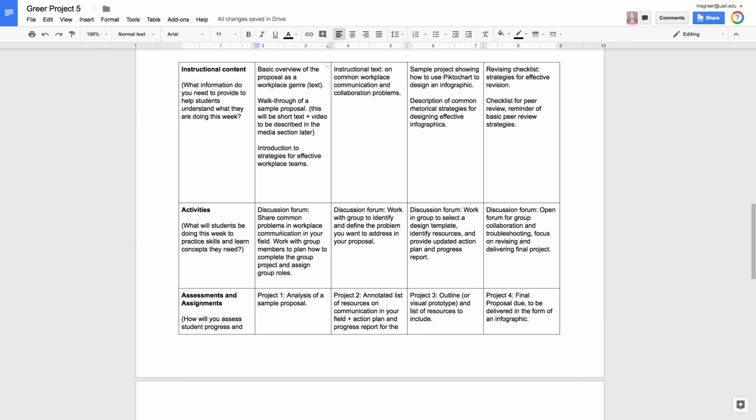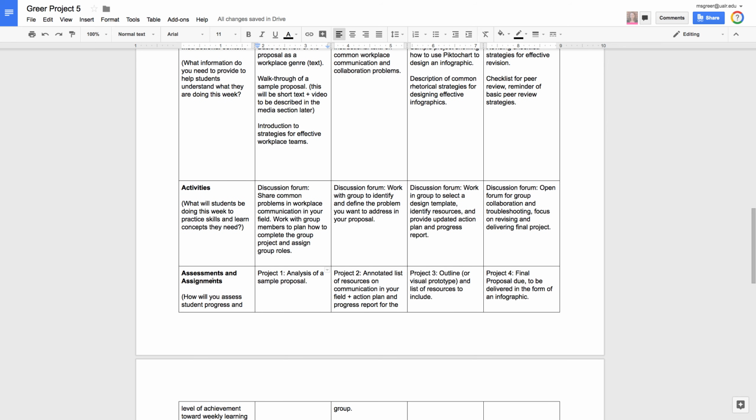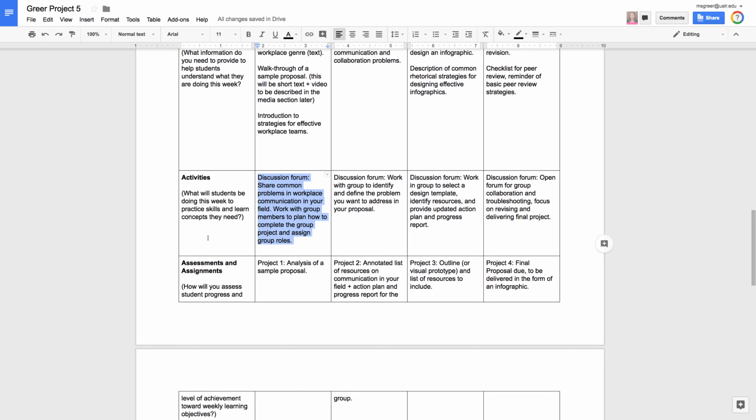Then the activities, what are the students going to do? Well, each week there's going to be a discussion forum and a project listed under assessments and assignments. So in this case, the discussion forum, I want the students to share. I'm going to put them into groups, and then the week 1 activity is a discussion forum to share common problems in workplace communication in your field. Work with group members to plan how to complete the group project and assign group roles.